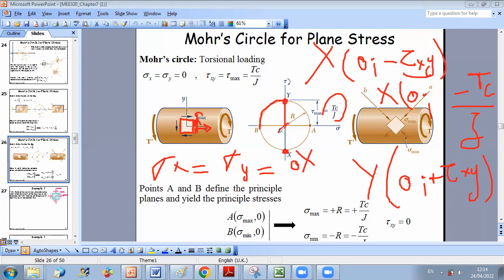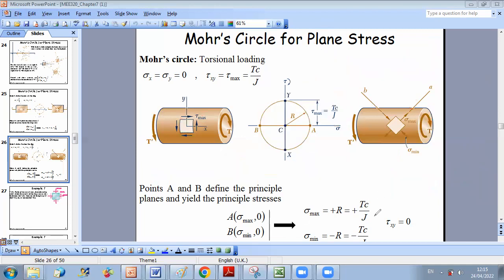Your circle is centered at sigma average, which is here in particular 0, and you get this circle. And you can deduce easily that for this circle, the principal stresses maximum and minimum are equal to the radius of the circle, and the radius of the circle is Tc over J. So you can say that for this particular scenario, sigma max is plus Tc over J, sigma minimum equals minus Tc over J, and tau max is also Tc over J. So this is a particular case where the absolute values of the maximum shear and the maximum and minimum normal stresses are equal.